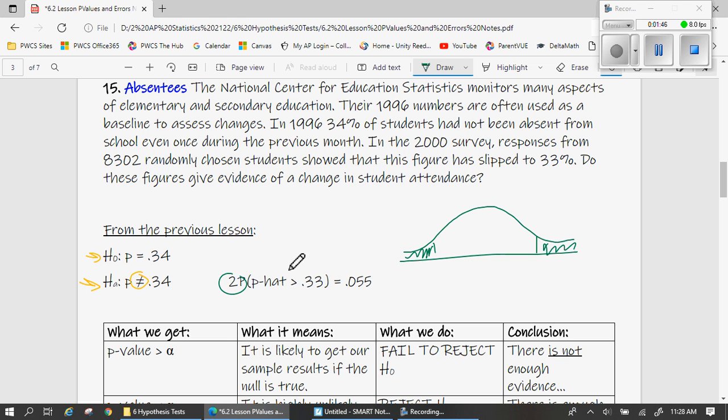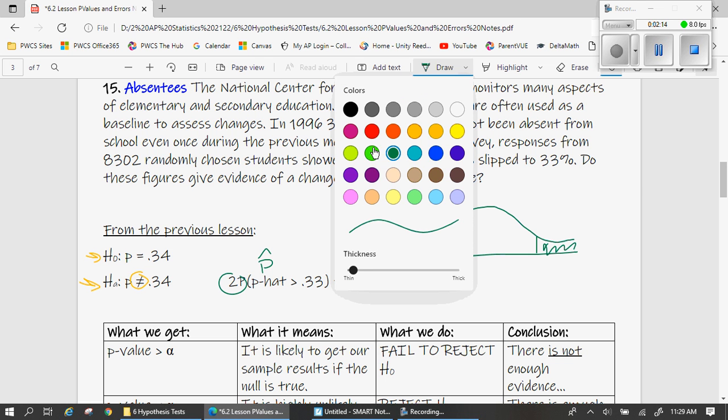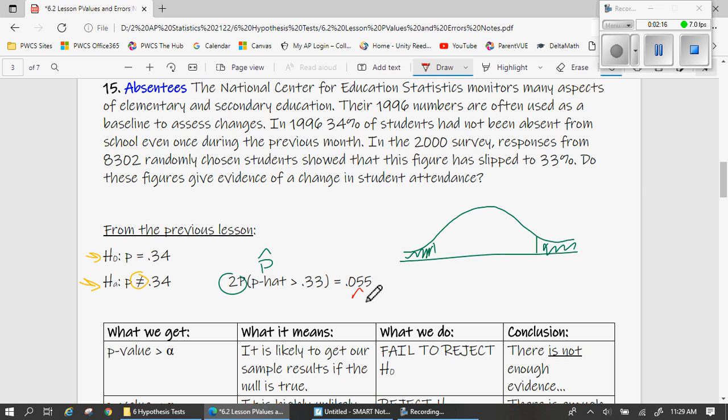And sorry, I typed p hat. I can just write it p hat. That's what I mean. So we're going to know twice the probability that our sample proportion is greater than what we got, which was 33%. And we found through calculating using a one proportion z-test that our p-value is 0.055. That's our p-value. This is our probability. It's a probability.